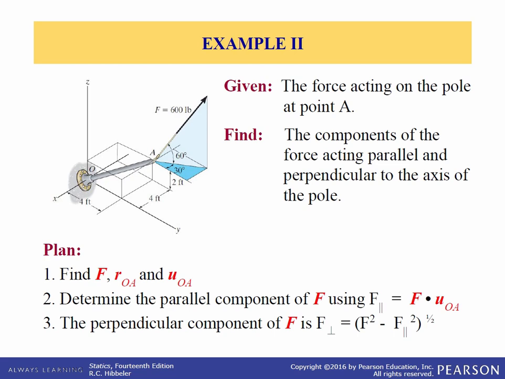Let's do another example. In this case, we have this force F acting along this pole at point A. Find the components of the force acting parallel and perpendicular to the axis of the pole OA. First we need to find F as a vector, and to do that we're going to use the projection technique that we learned earlier. We're going to determine the position vector RAO and the unit vector along it, UAO. Then we determine the parallel component using F dot UAO. The perpendicular component is just the square root of the magnitude of F squared minus the parallel component squared.